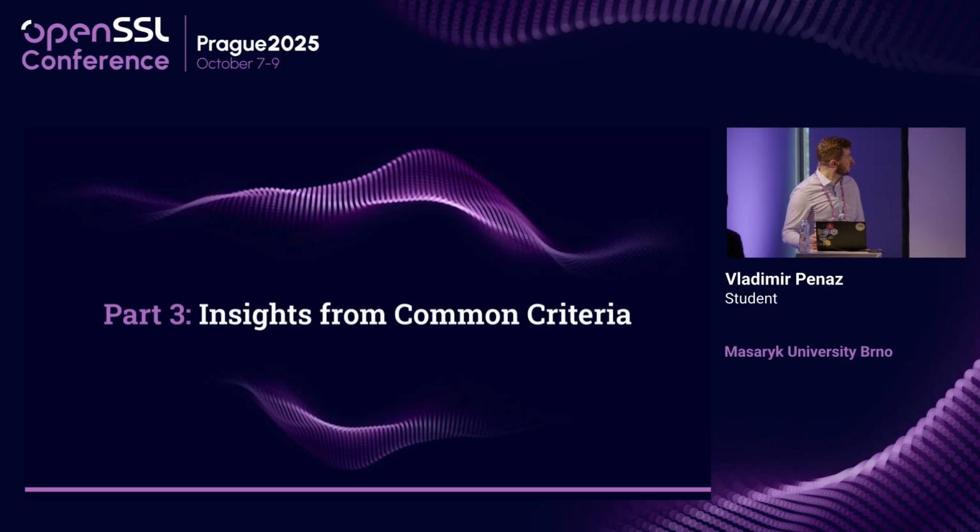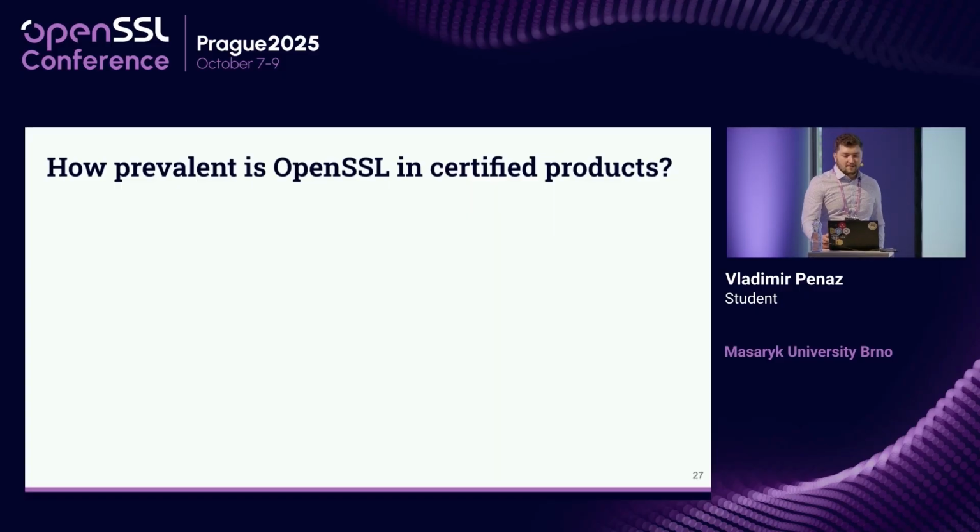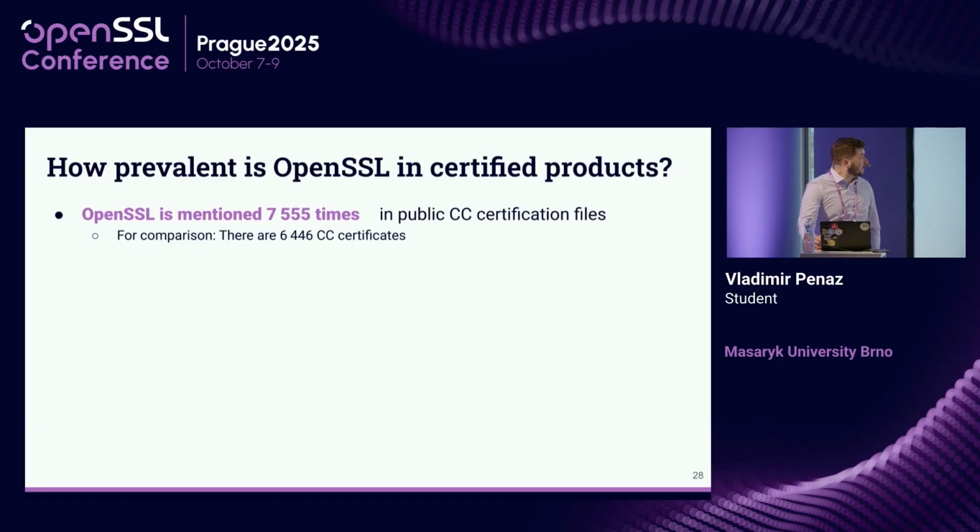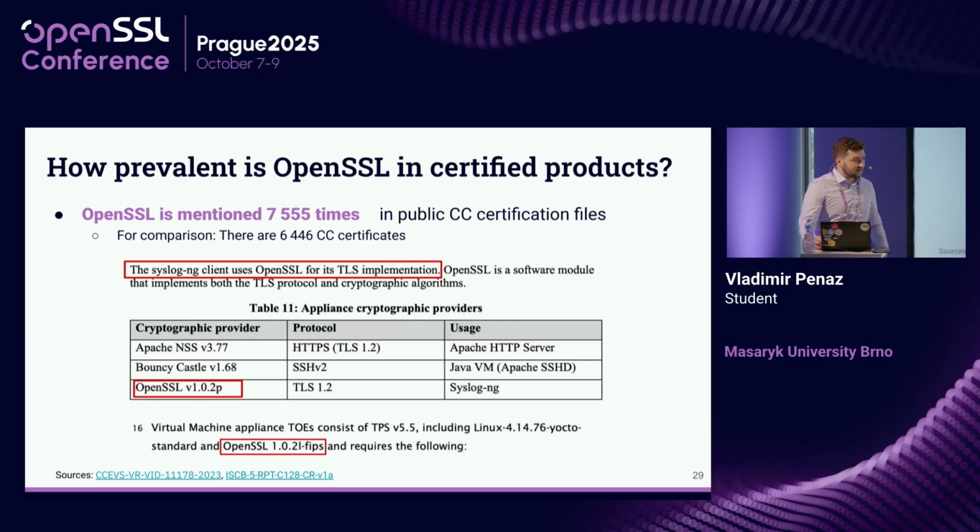Well, let's take a look at the results of our analysis. First of all, I'm going to speak about Common Criteria. The first question Martin already asked was how prevalent OpenSSL is in the certified products. We can see that in the certificates, OpenSSL is mentioned 7,555 times. And this is an example of the mentions, how it looks.